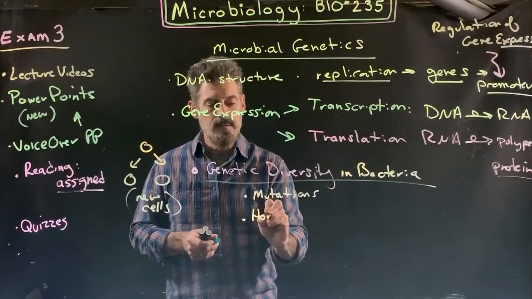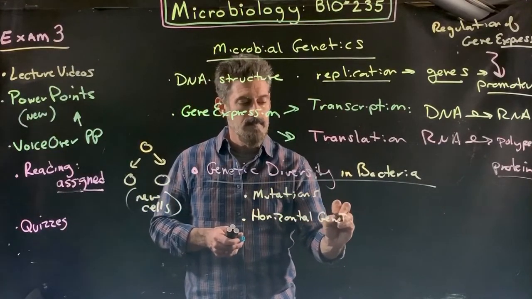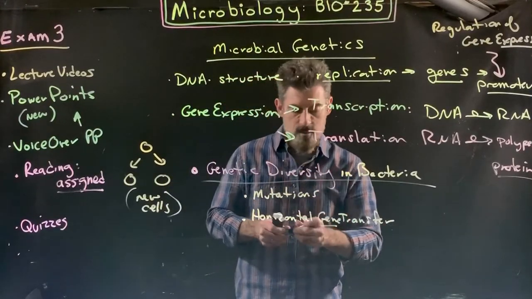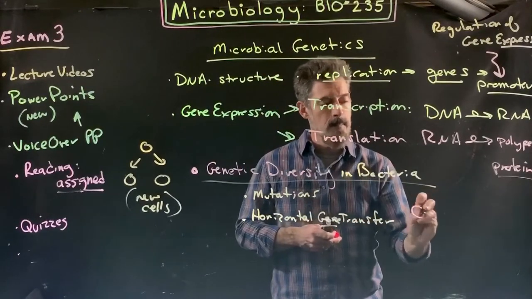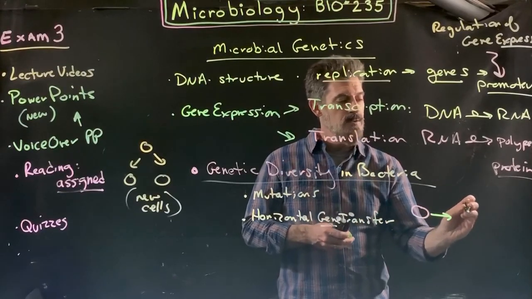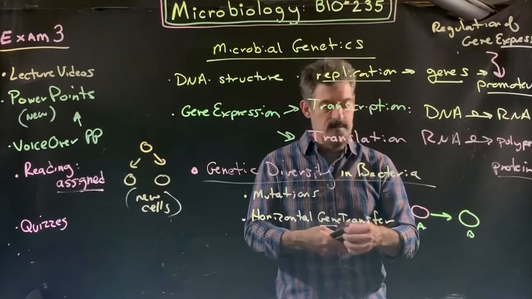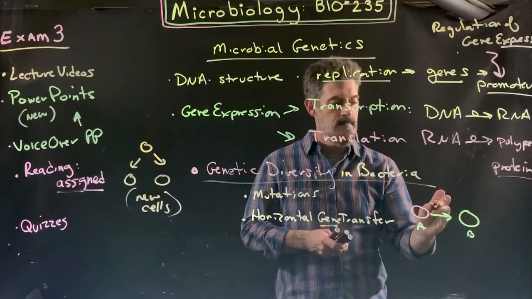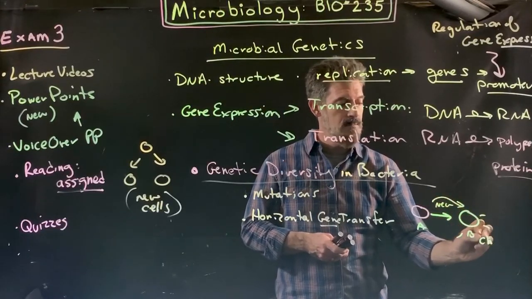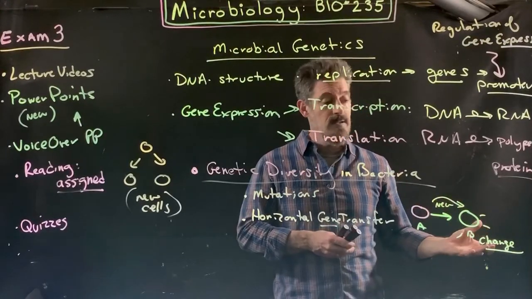Okay. Beyond that, we're going to have horizontal gene transfer. All right, so for horizontal gene transfer, this is where one bacterial cell will be able to pass on genetic information to a different bacterial cell. So this is cell A, let's say this is cell B. And then some new information will be passed into this cell, and this cell will now change. So it will acquire new genetic information, increasing the diversity.